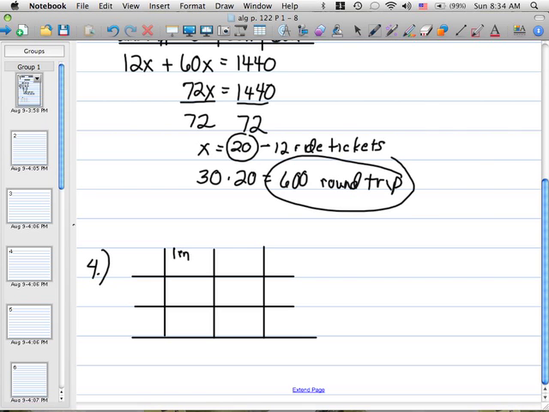So this is the length of the movie. This is the number of movies. And this third column will be our total time at the movies. We have 2 types of movies, space and mystery.